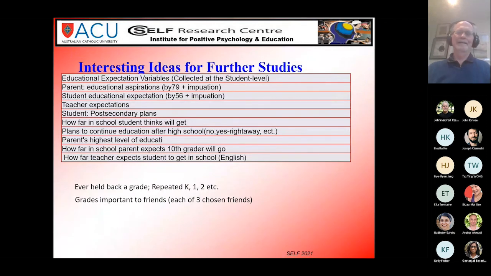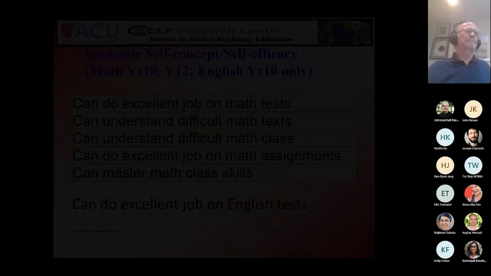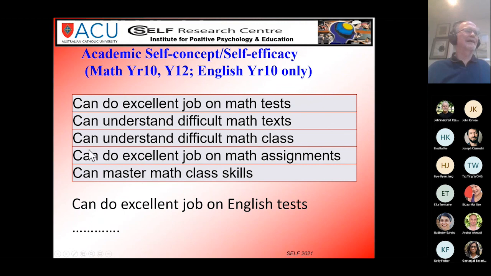Particularly items that are asking, I can do an excellent job on math assignments. Excellent is almost always going to be a social comparison sort of process. So for this reciprocal effects model, it's not a critically important issue, but for the internal-external frame of reference model, and particularly the big fish, little pond effect, that distinction becomes really quite critical.